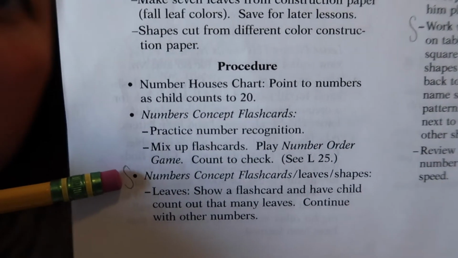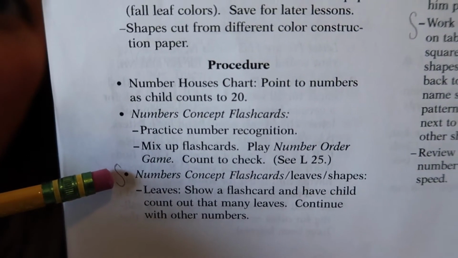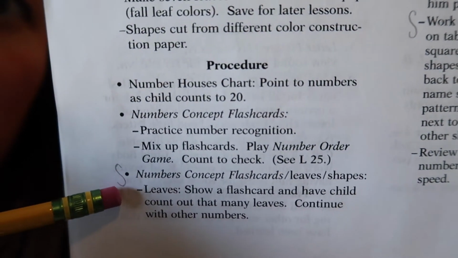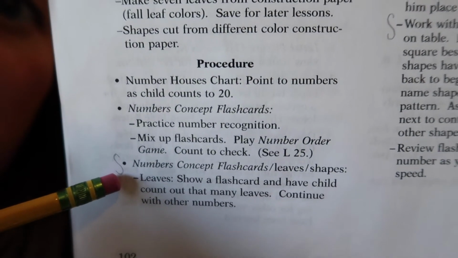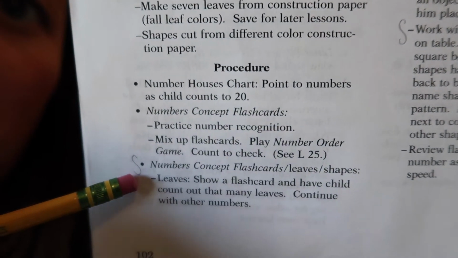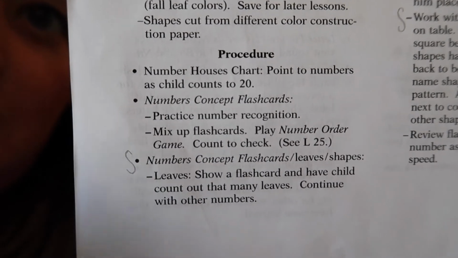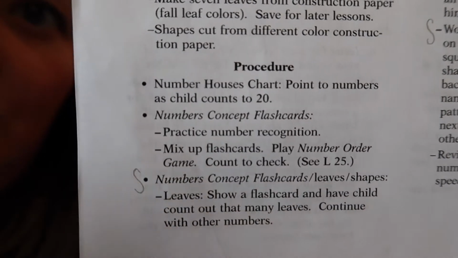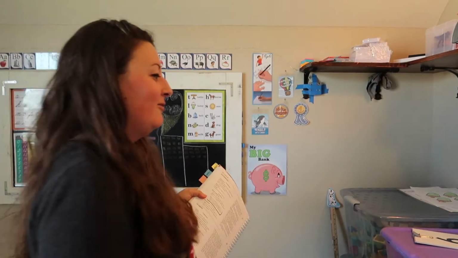It says for numbers, concept flashcards / leaves / shapes. What you're going to do is show a flashcard and have the child count out that many leaves, and then continue with other numbers. In the camera I'm actually reading that backwards, so if I sound like a dummy while I'm reading, that's why.